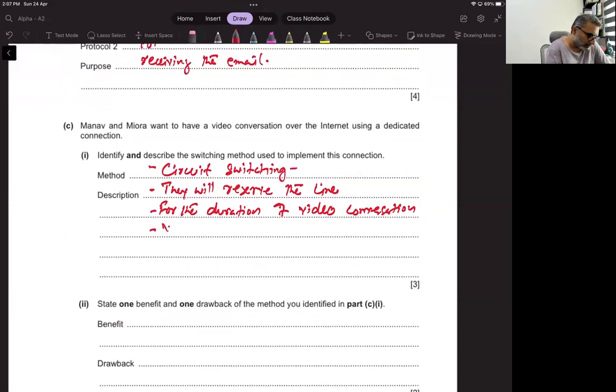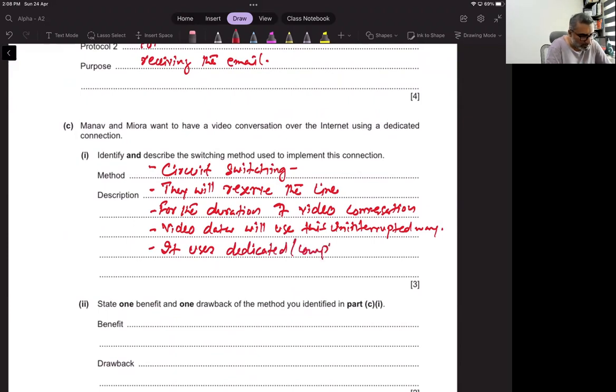video data will use this line in an uninterrupted way, because there are no other data items on it. It uses dedicated or complete bandwidth as it is not being shared.